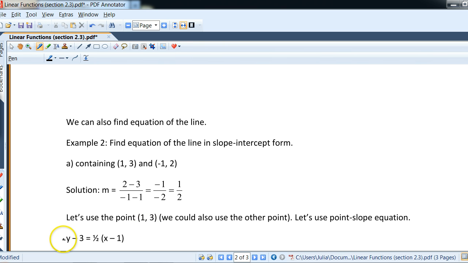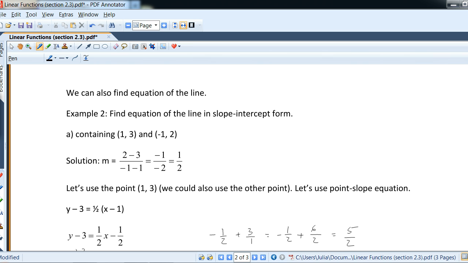And let's see what it looks like. So we do y minus the y of the point, minus 3, equals 1/2, the slope, times, in parentheses, x minus 1. So then what we want to do next is solve for y. Sometimes we have to work with fractions. There's really no choice. So what I did was distribute the 1/2. So we get y minus 3 equals 1/2 x minus 1/2. Simply multiply 1/2 by 1.